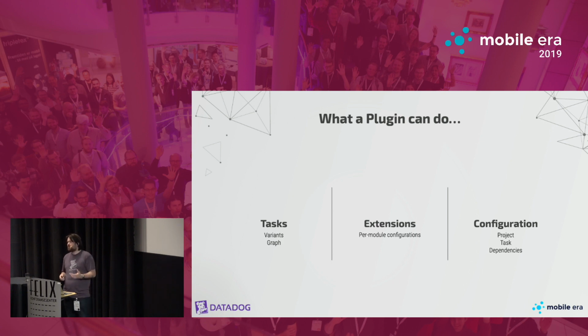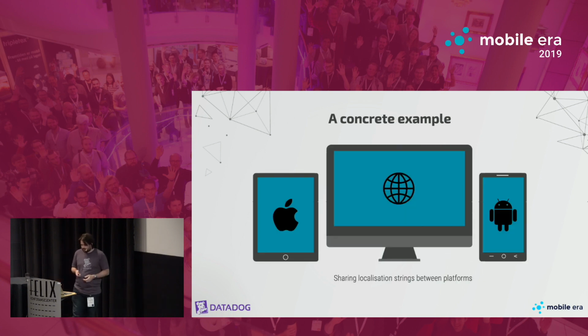You can have extensions. Extensions are what enable you to enhance the script you're writing by offering new DSLs to write things. Like the Android block is something that's not in Gradle. It's actually the Android plugin that allows you to write Android with the curly brackets and configure the Android plugin itself. And the plugin can also automatically configure everything in your project, tasks and dependencies.